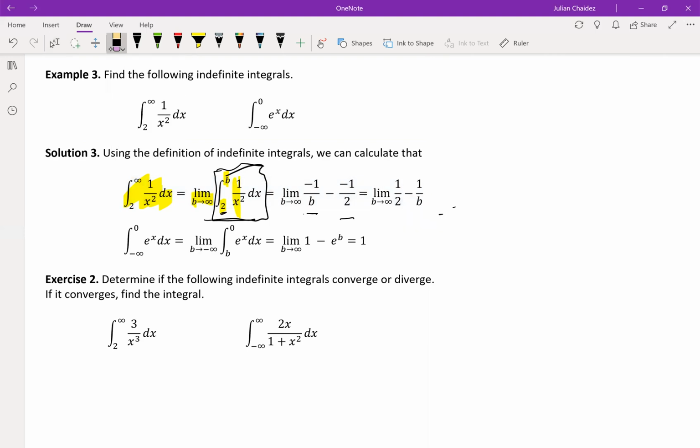All right, anyway, so if I look at this limit, negative 1 over b minus negative 1 over 2, that's just equal to the limit as b goes to infinity of 1 over 2 minus 1 over b. And minus 1 over b definitely goes to 0 as b goes to infinity, because that just gets extremely small. And the 1/2 stays the same. So the limit of that whole thing is just going to be 1/2.